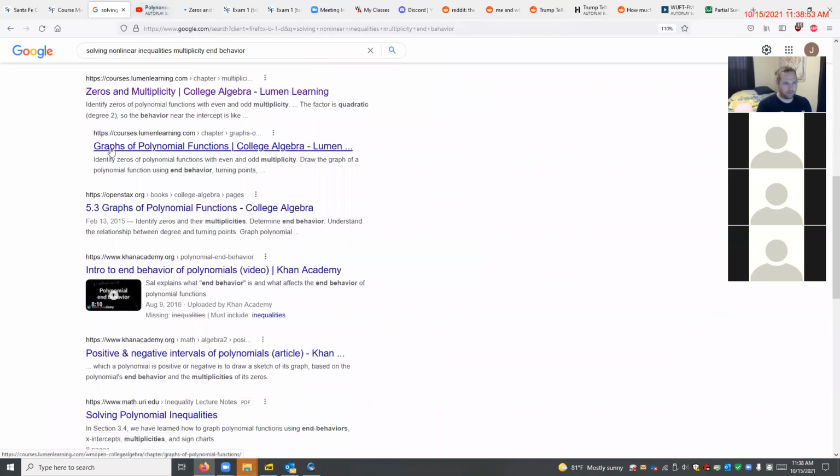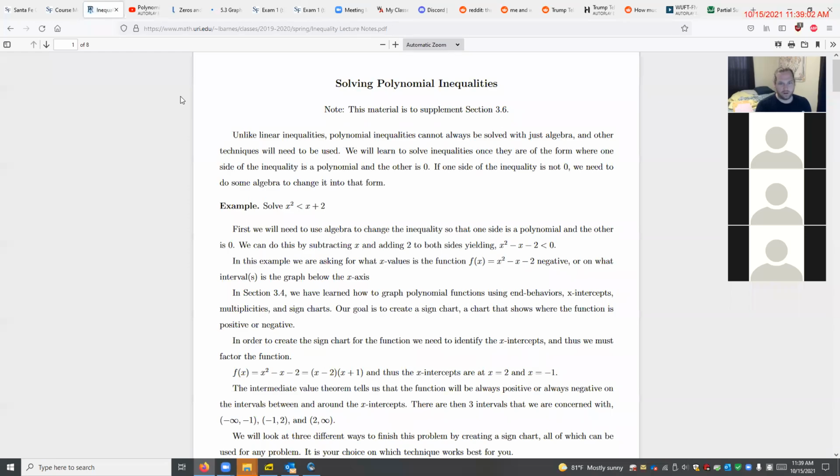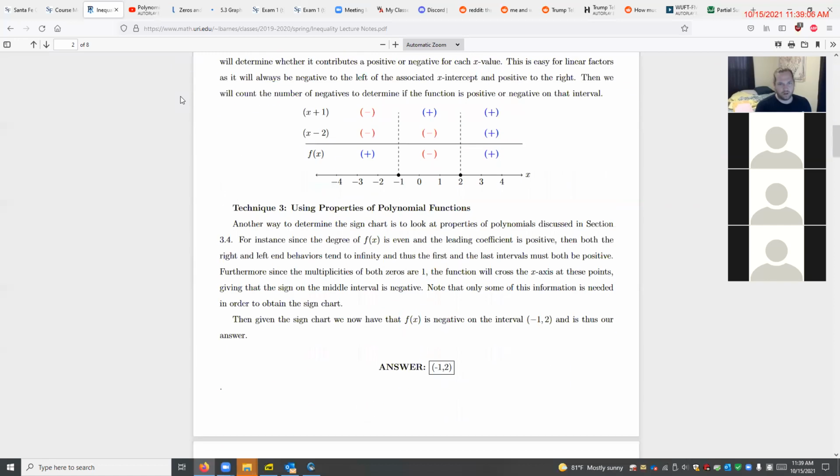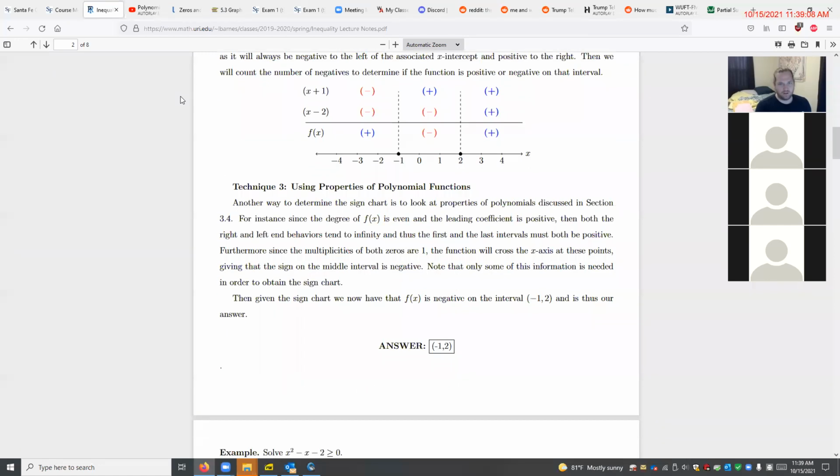That's polynomial functions. Yeah, something like this. All right, I'll take a look through these things and see which ones are best, and I'll post the best ones for you. So here we're testing points again, making sign charts.